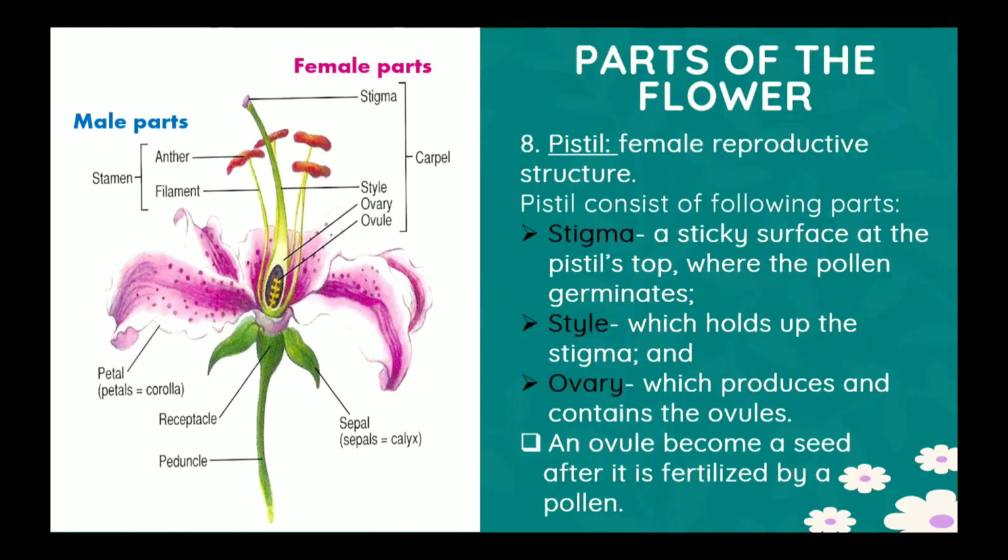Now we go to the female reproductive structure, the pistil. The pistil consists of the following parts: the stigma, style, and ovary. The stigma is the thicker surface at the pistil top where the pollen germinates, while the style holds up the stigma, and the ovary produces and contains the ovules. An ovule becomes a seed after it is fertilized by a pollen.